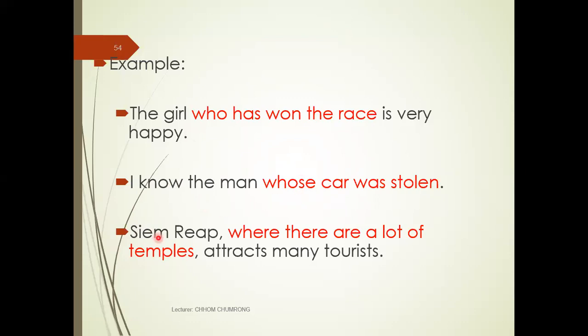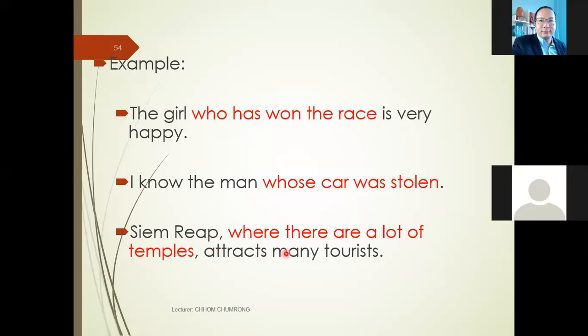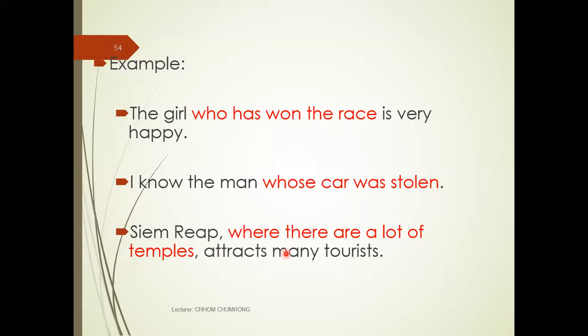Another one: Siem Reap, where there are a lot of temples, attracts many tourists. So this one is the relative clause, and it modifies Siem Reap, right? But here, why do we put a comma here? Because it's a specific place. Non-defining, right? A non-defining relative clause modifies a noun that we already know. We need a comma. Okay. So DC, and Siem Reap attracts many tourists is IC. So we call it a complex sentence, not compound. So this is for the relative clause.